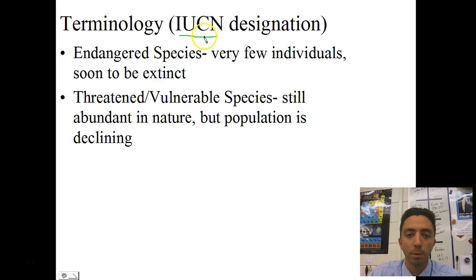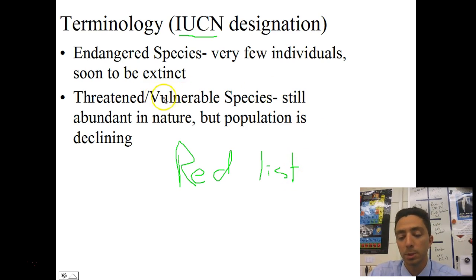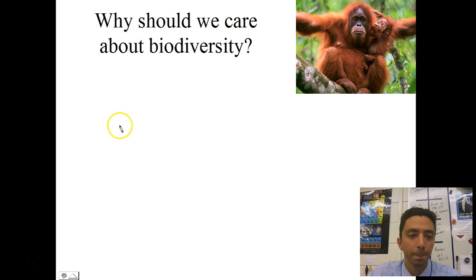And you're welcome to look up the IUCN. It's called the Red List, the species that are in the red or in the most danger. But I don't think you need to know specific species for this, just some examples perhaps for each one.